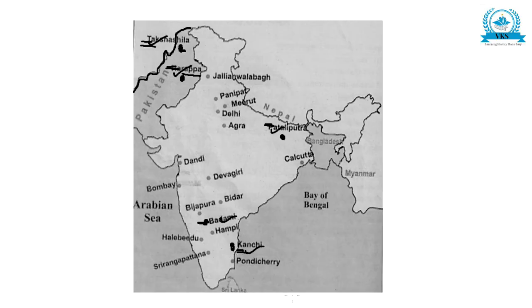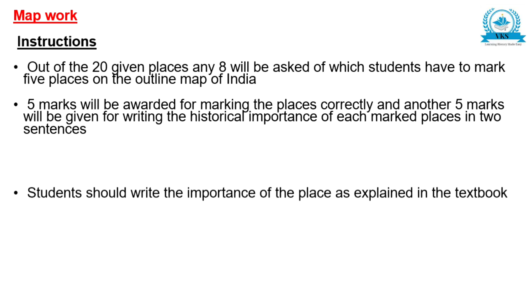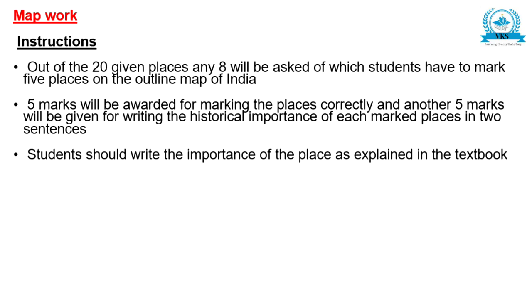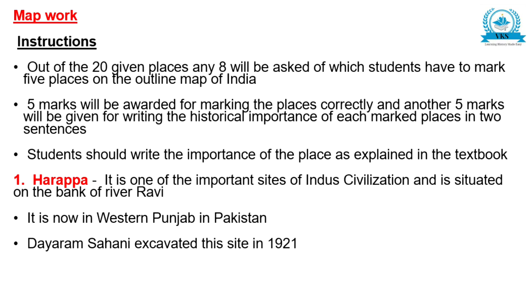Let us see the explanation of these places once, and then we will move on to the next place. First, as I told you in the instructions, 20 places will be given. 20 places you have to study, 8 will be given, and out of that 5 you have to mark, 5 marks for marking and 5 marks for explanation. First, Harappa. It is one of the important sites of the Indus Civilization and is situated on the banks of river Ravi. It is now in western Punjab in Pakistan.